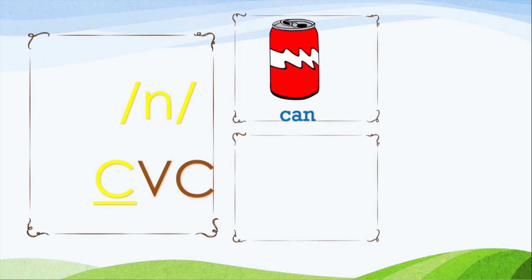Do you know what that is? Did you say can? You are correct. That is a can. And here's our second picture. Boys and girls, do you know what that is? That is a net. We are going to listen for the n sound at the beginning of the words.